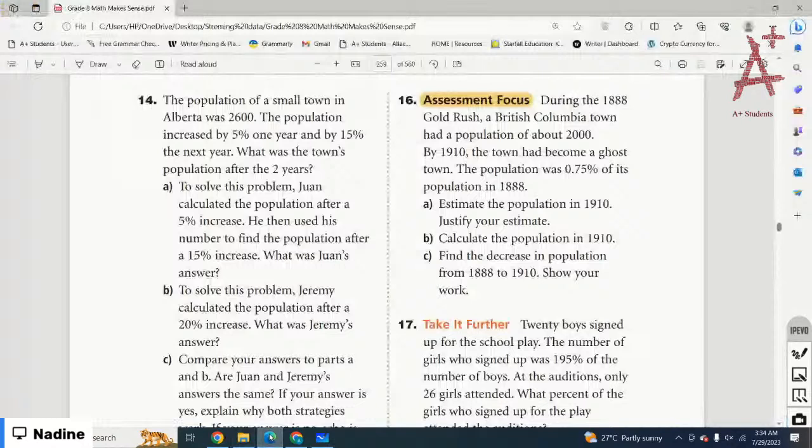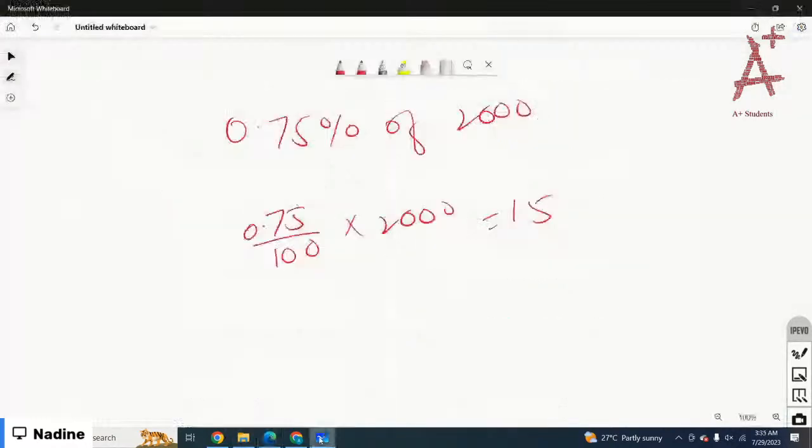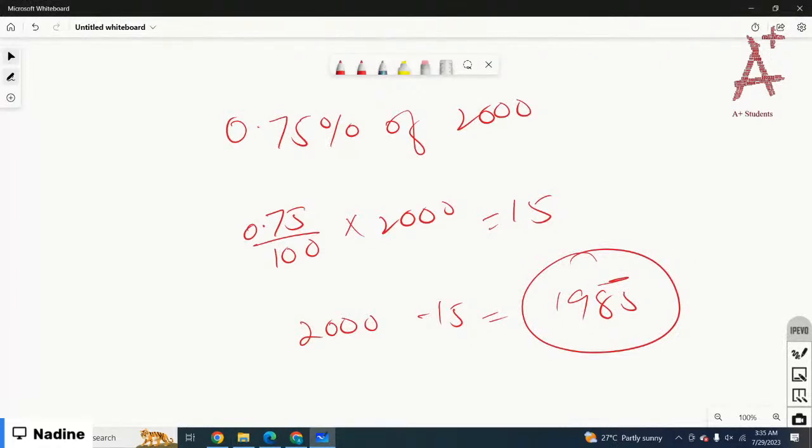Okay, in 1988, it is 2000. Right now, they're just 15. So 2000 minus 15 is 1985. That means the population is reduced by 1985 people. Got it?